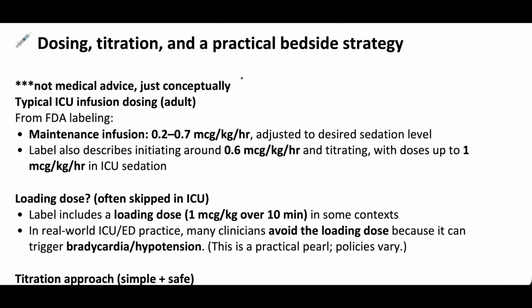All right, typical ICU infusion dosing. In the intubated patient in the ICU, we typically do a maintenance infusion, and the dosing here is often around 0.2 to 0.7 micrograms per kilogram per hour, okay? So this is a weight-based dose, micrograms per kilogram per hour. And this is going to be titrated to your sedation level. Okay, you're saying, what's my RASS goal? My RASS goal is 0 to -1. I'm going to titrate my dexmedetomidine infusion to get to that level.